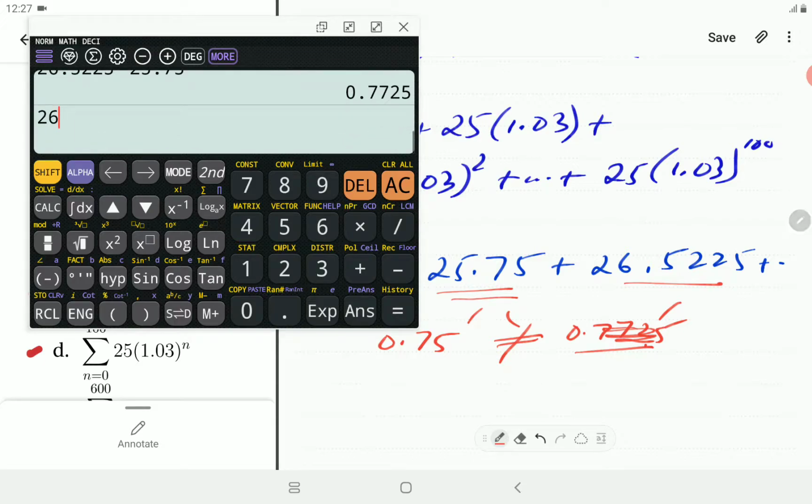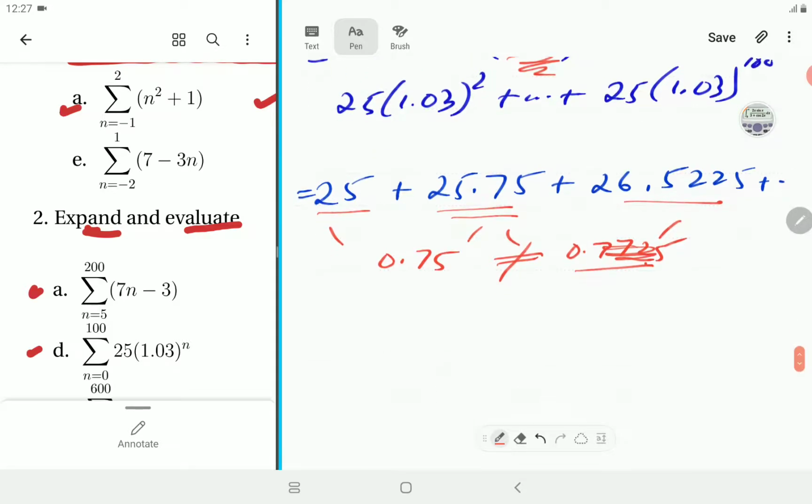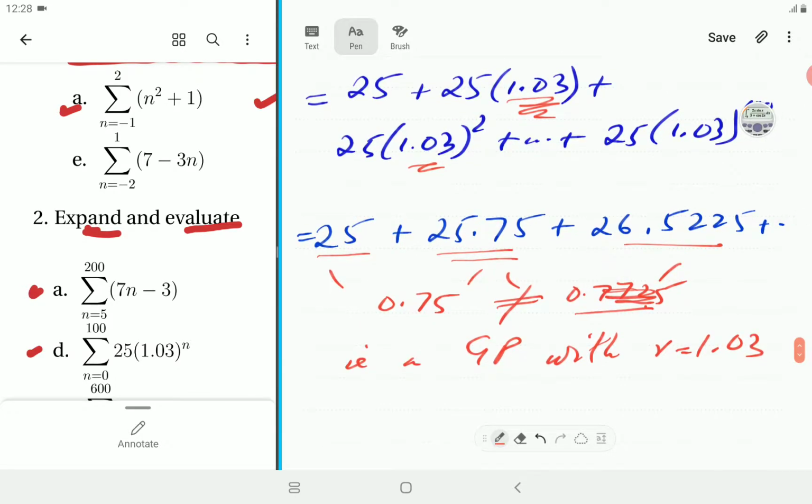So 26.5225 divided by 25.75, and it's also 1.03. So you can see that the quotient for both of them is the same, and it's actually this number here. So that's telling us that this thing is a GP with the ratio 1.03, which is that number there, which keeps occurring. So we've got a GP.